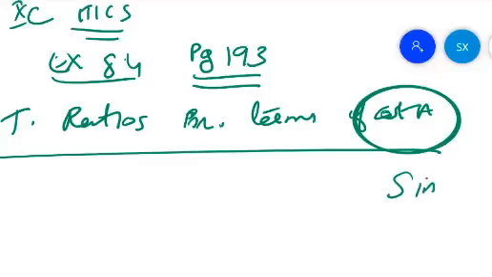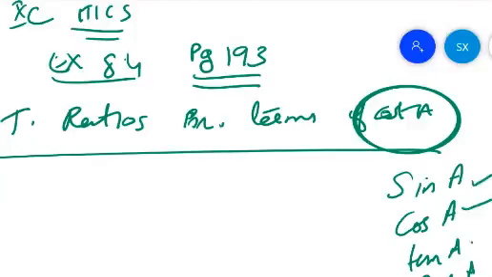Sin A, cos A, tan A, cot A, cosecant A and secant A. You need to write all these 5 things in terms of cot A. The answer should be in terms of cot A. For example, tan A is 1 by cot A. That we know very well. But how to write everything in terms of cot A?